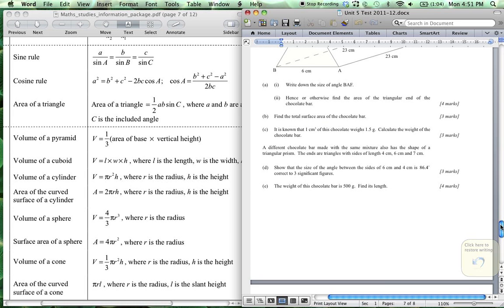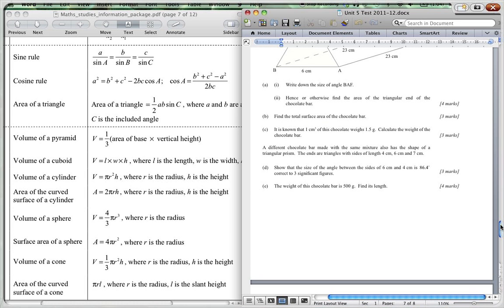We then have a different chocolate bar made with the same mixture, also has the shape of a triangular prism. The ends of the triangles with sides of length 4, 6, and 7 show that the size of the angle between the sides of 6 and 4 is 86.4 degrees, correct to 3 significant figures.